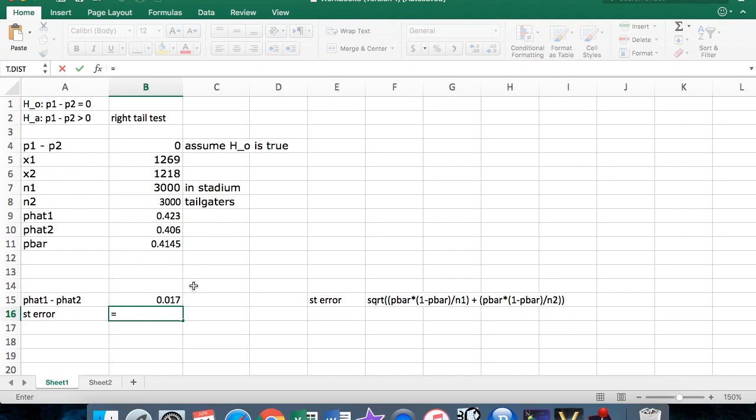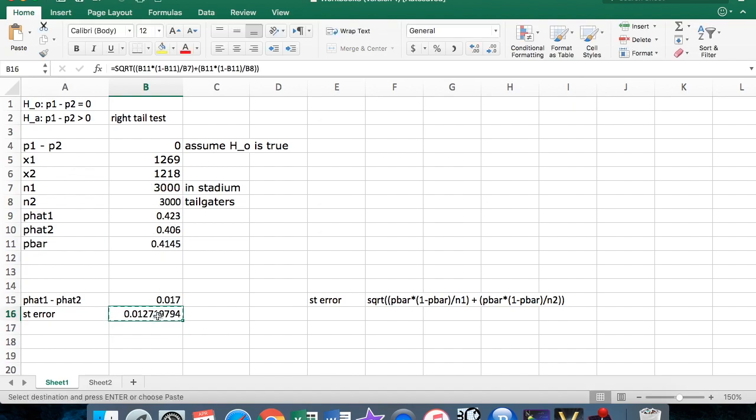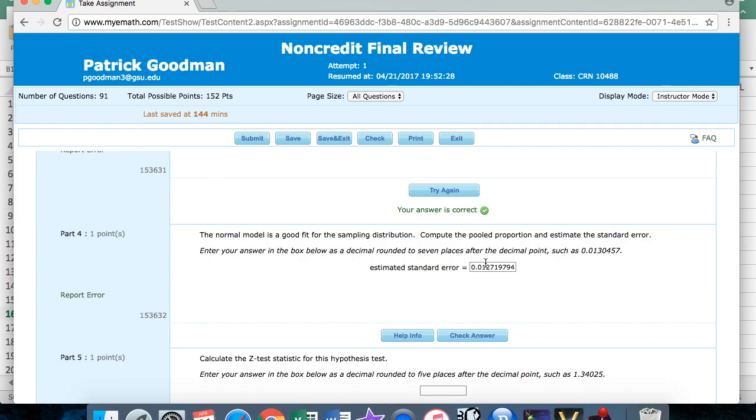Okay, so let's do that. So, square root. Okay, open parentheses for my p bar times 1 minus p bar divided by n1 plus p bar times 1 minus p bar divided by n2. Okay, so that's my standard error. Let's see, so round it 7 places. 1, 2, 3, 4, 5, 6, 7. This becomes an 8. And then the rest get killed. That's right, that's 7 places. Yes, 4 to the left, 3 to the right.